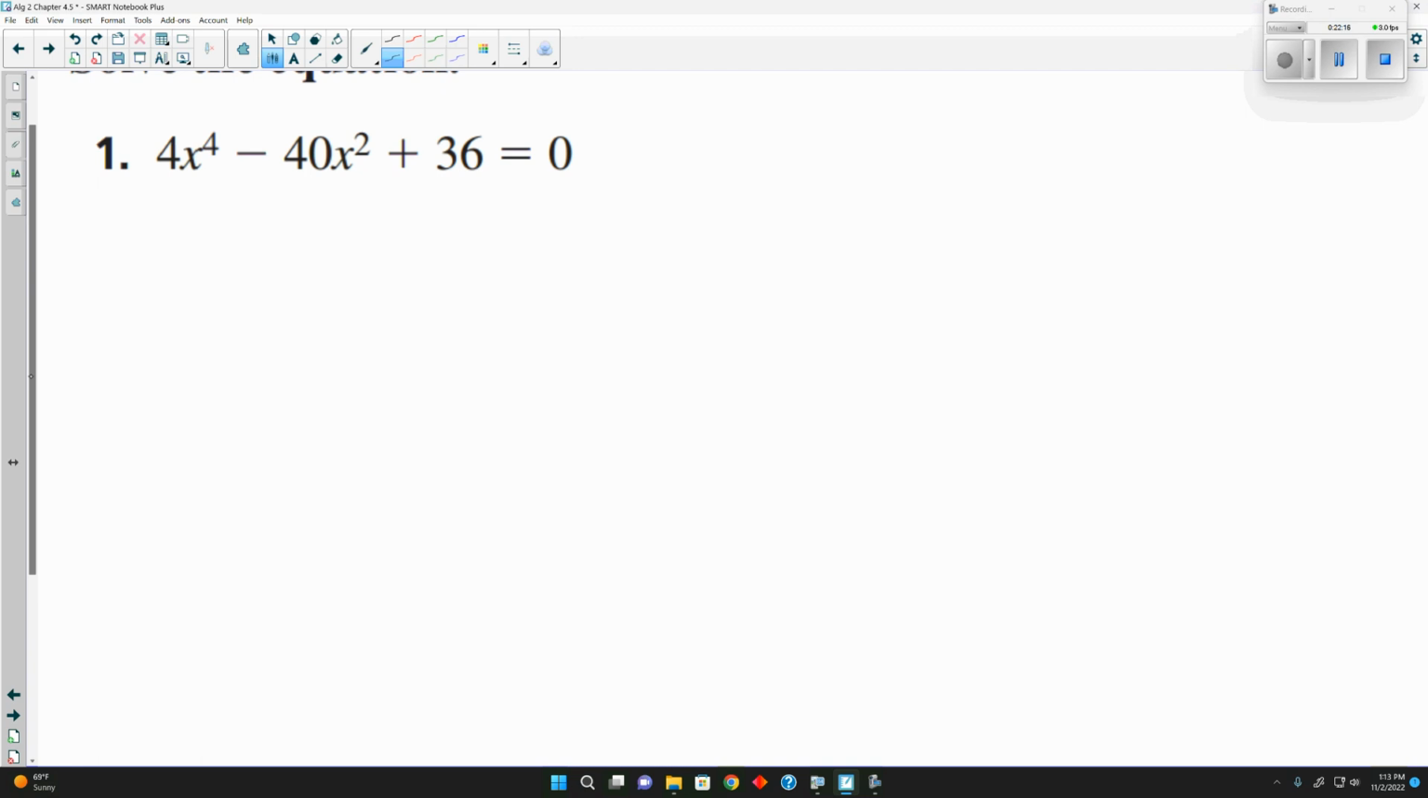Now, we can graph this here and get the solutions. I want to show you something a little bit different for this here. Because there is a way to solve this by factoring.